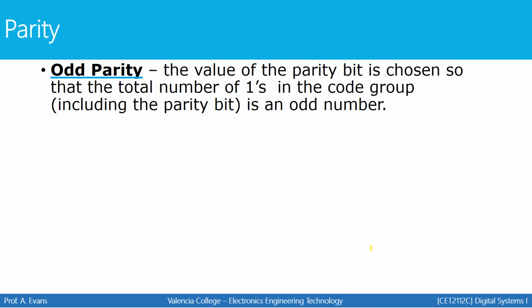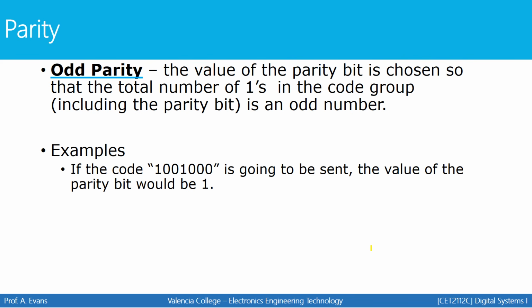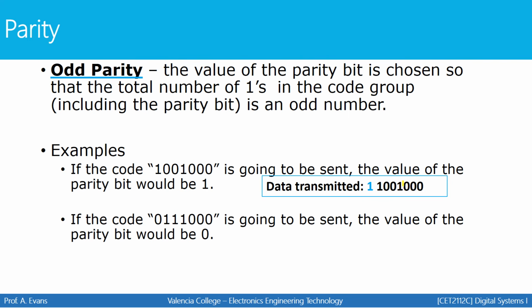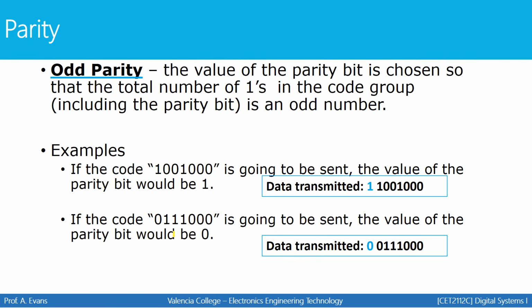If you're using odd parity, it's the same thing except your entire code group needs to have an odd number of ones, including the parity bit. So if I'm going to send the same message as before, but now I'm using odd parity, my first message would get a 1 added to the front so that I have 1, 2, 3 ones in the message. And if I was going to send the same message as before, the 0, 1, 1, 1, 0, 0, 0, it already has an odd number of ones, so my parity bit would have to be 0 so that it stays an odd number of ones. That's the idea of parity.